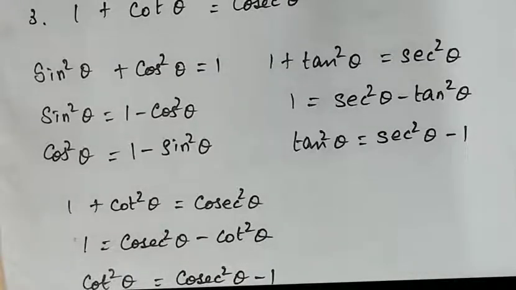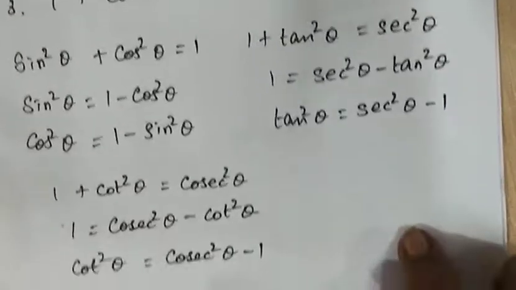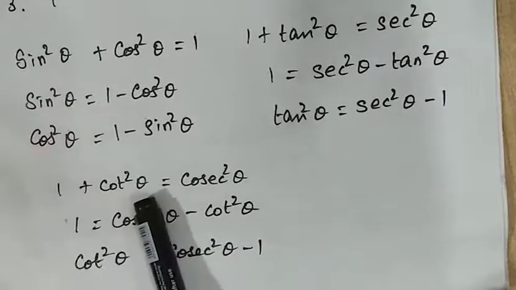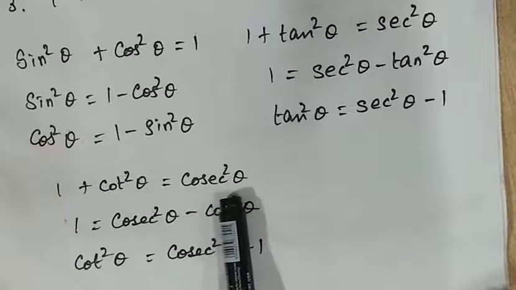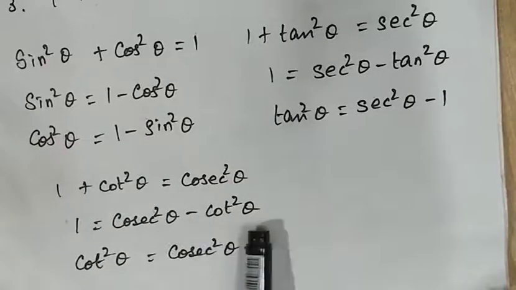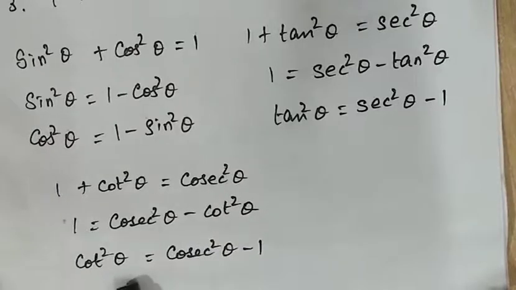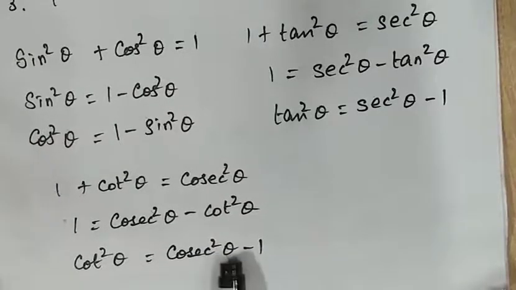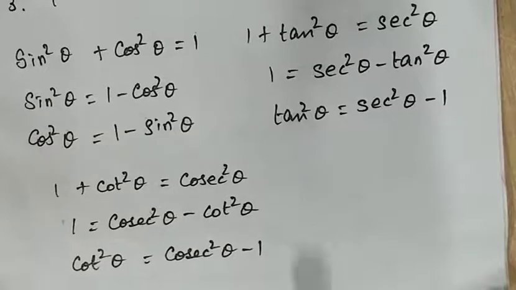Same way, the third identity is 1 plus cot squared theta, you can write cosecant squared theta. Then 1 is equal to cosecant squared theta minus cot squared theta. Then cot squared theta is equal to cosecant squared theta minus 1.